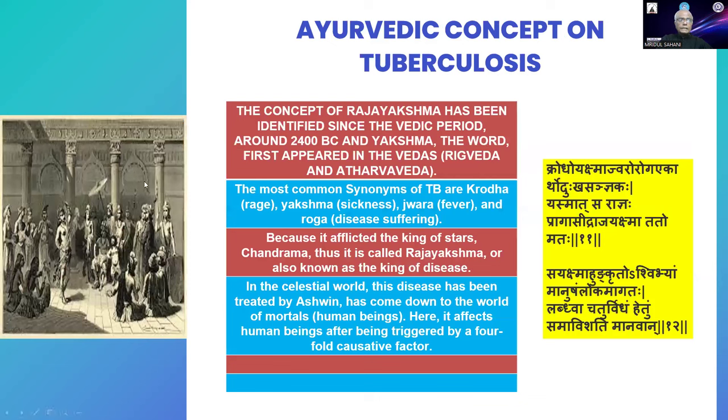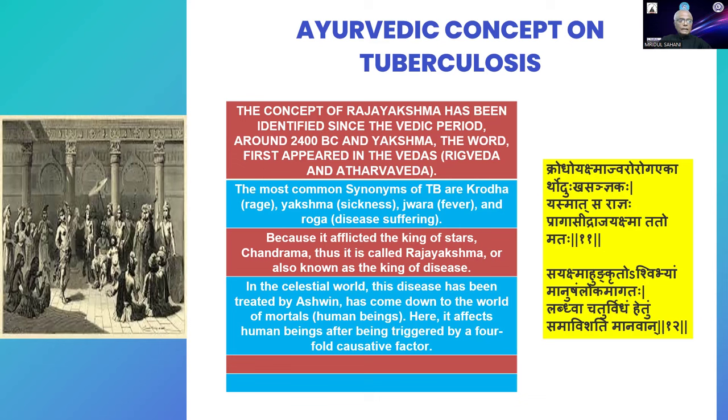In India, the concept of Raj Yakshma has been identified since the Vedic period, around 2400 BC. The word Yakshma first appeared in the Rig Veda and the Atharva Veda. The most common synonyms of tuberculosis are krodha, anger, yakshma, sickness, and jwar, meaning fever. So anger and fever are the sufferings of the disease, because it afflicted the king of stars, Chandrama. Thus it is called Raj Yakshma, also known as the king of diseases.